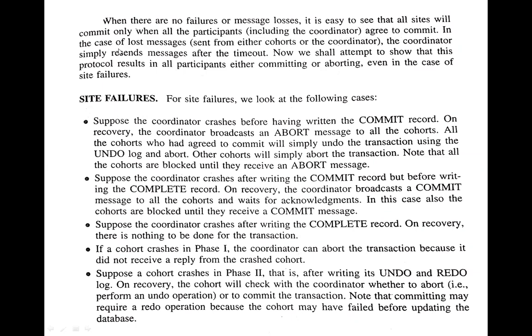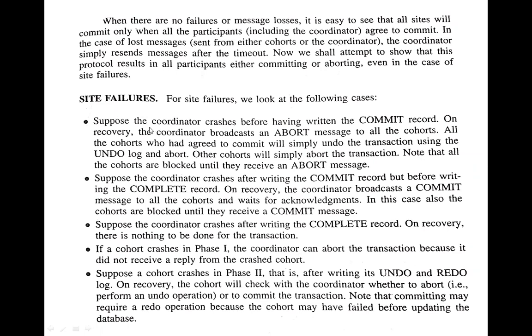But in case of a lost message sent from either the cohort or the coordinator, the coordinator simply resends the message after the timeout. But there are other possibilities: either the coordinator is going to fail, or one of the cohorts is going to fail, or a message is going to be lost. So what happens if a site fails? For site failure, we have these different cases.